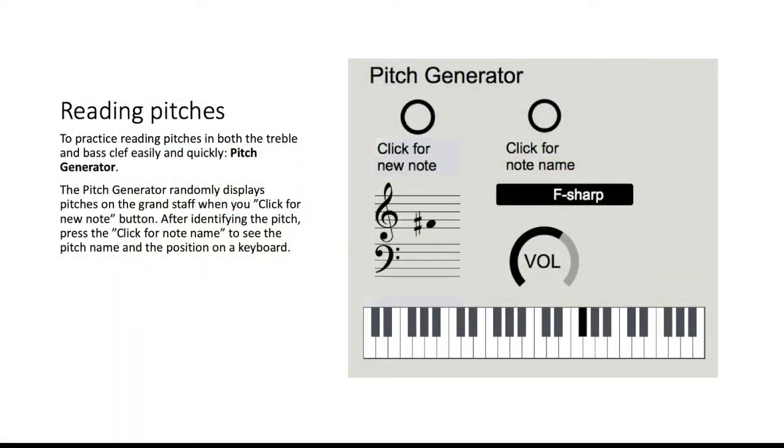To help us learn how to read pitches, we can use a Max MSP patcher called Pitch Generator. The Pitch Generator simply randomly displays pitches on the grand staff when you click the new note button. After identifying the pitch, press the click for note name to see the pitch name and the position on the keyboard.